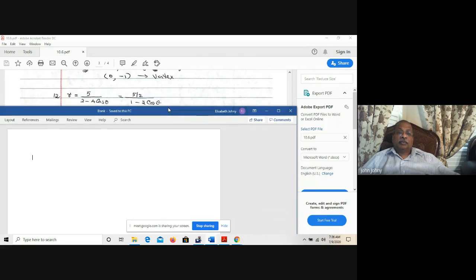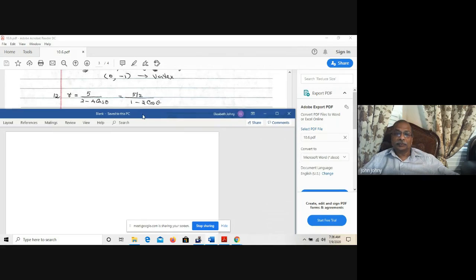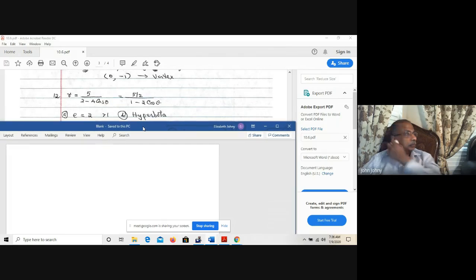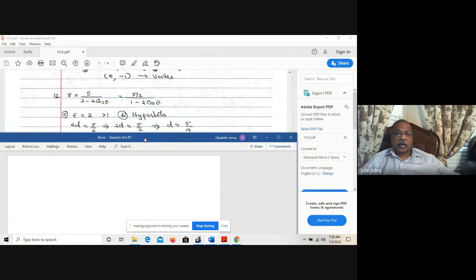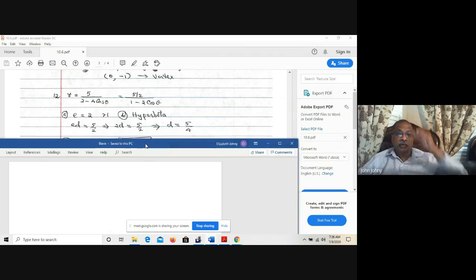R is equal to 5 divided by 2 minus 4 cos theta. So you divide numerator and denominator by 2, you get 5 over 2 divided by 1 minus 2 cos theta. So eccentricity is 2, which is greater than 1. So it is a hyperbola, and ED is the numerator. ED is equal to 5 over 2. That means 2D is equal to 5 over 2. Divide both sides by 2, or multiply both sides by 1/2. You get D is equal to 5 over 4.